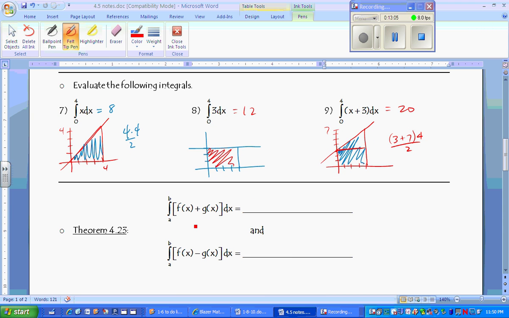Just like with the indefinite integrals that we talked about before, the same property is true: if we have a definite integral with addition or subtraction, we can break it up into two separate integrals, whether it's addition or subtraction.